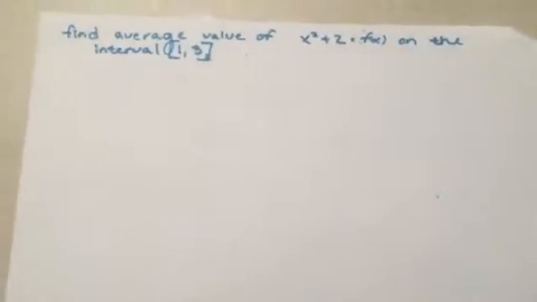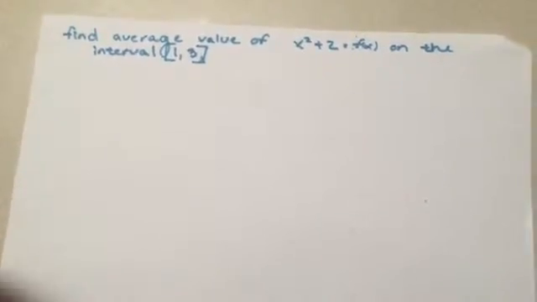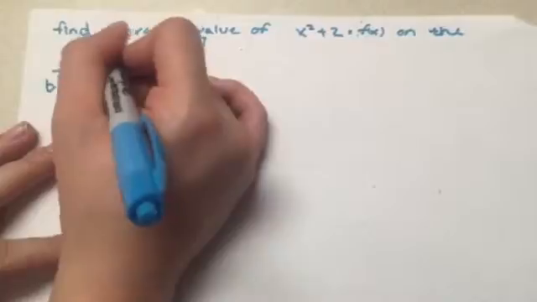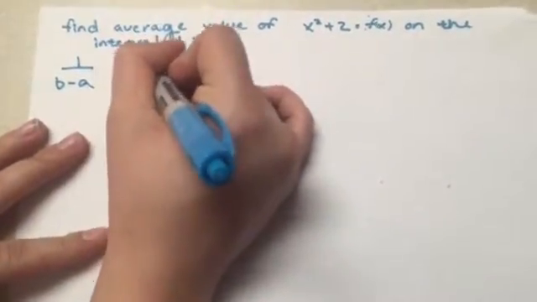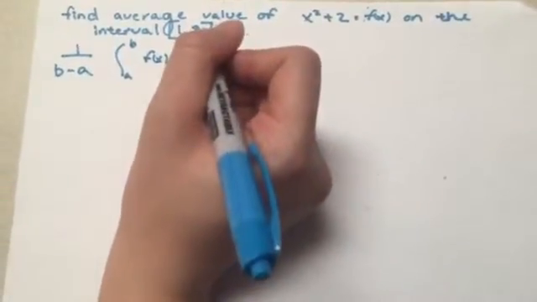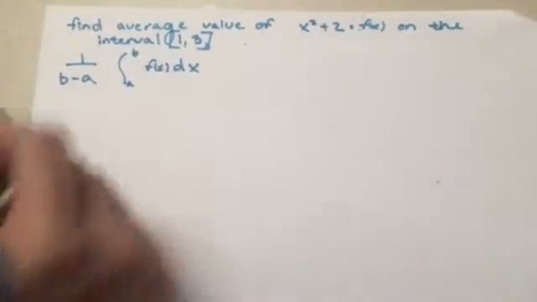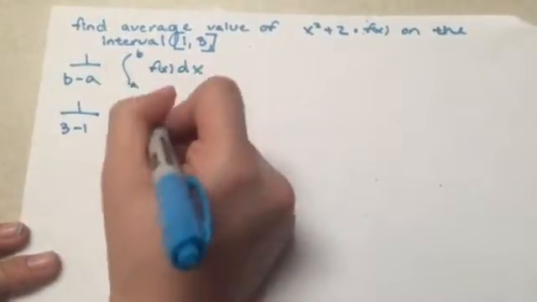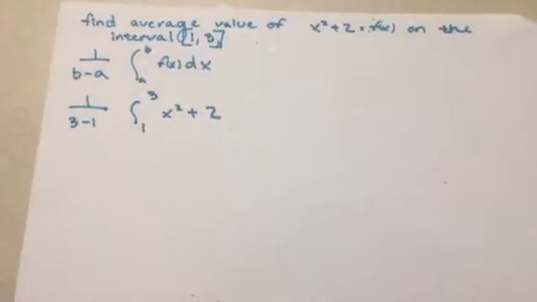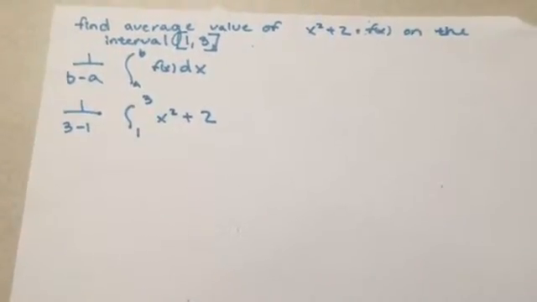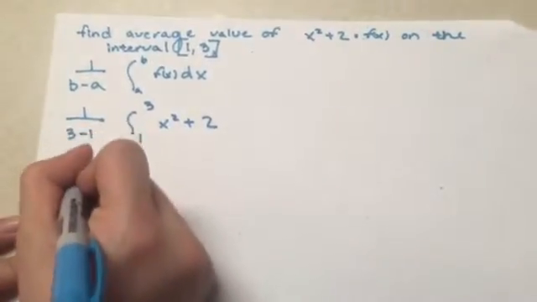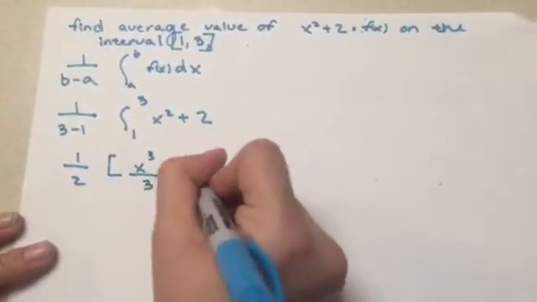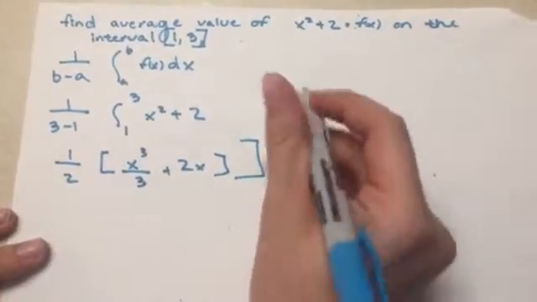So, one more problem: find the average value of f(x) equals x squared plus 2 on the interval from 1 to 3. So, we're going to write what the average value is, which is 1 over b minus a of the integral from a to b of f(x) dx. We know that b is 3 and a is 1. So we're going to have 1 over 3 minus 1 times the integral from 1 to 3 of x squared plus 2. Now, from here, we are going to take the antiderivative of this function. So we're going to get 1 over 2 times x cubed over 3 plus 2x, evaluated from 1 to 3.